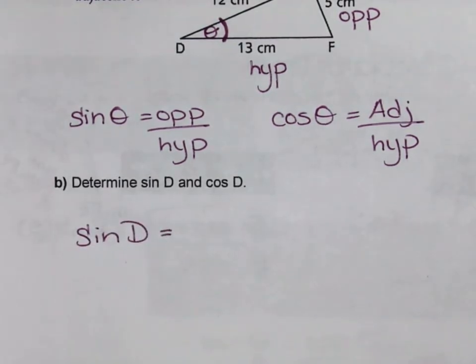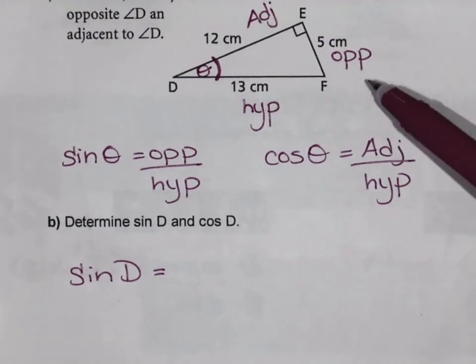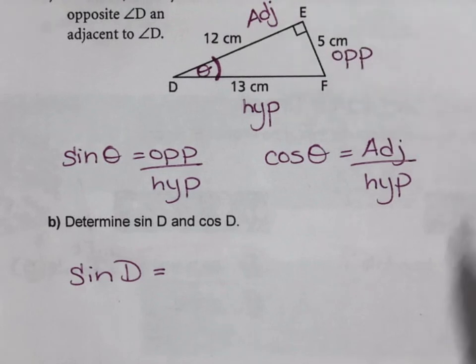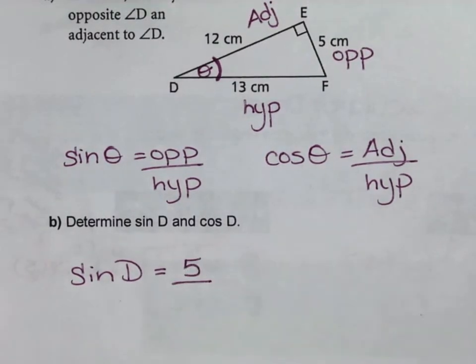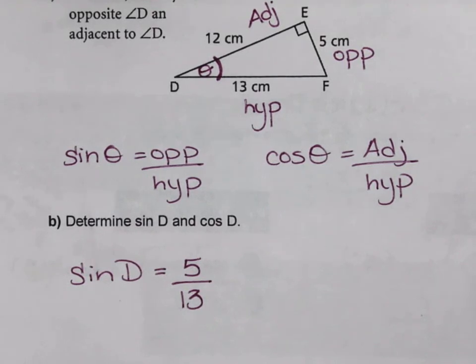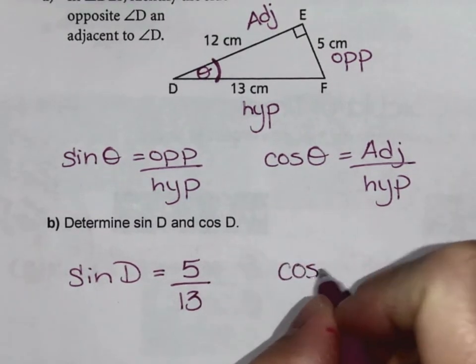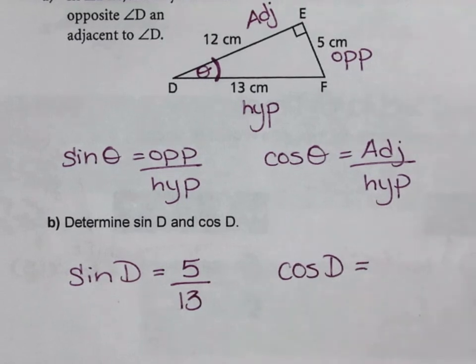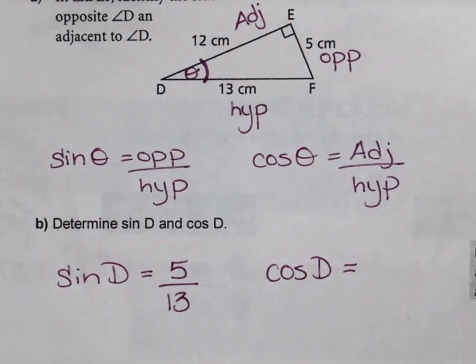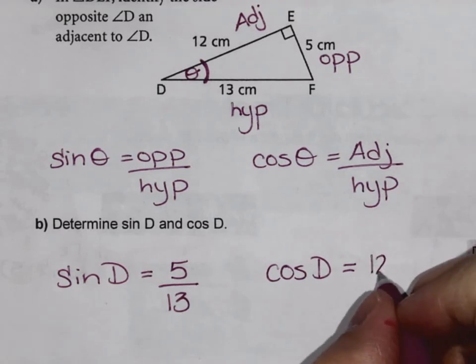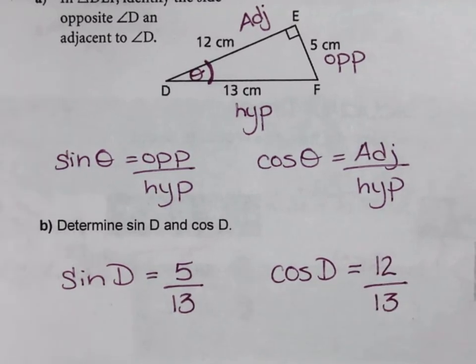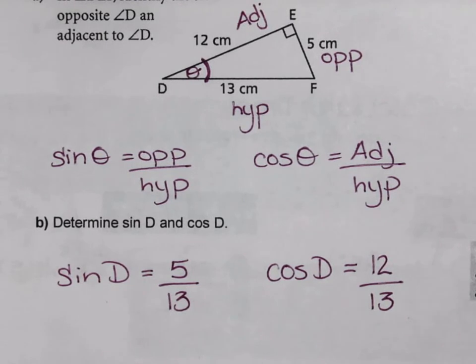So sine of D. Which side is our opposite? You've got it labeled up here. Which side is our opposite? 5. So that's my numerator. Which side is my hypotenuse? 13. So that's determining sine of D. You're just making the fraction for it. So now you're going to do cosine of D. What's my numerator? 12. What's my denominator? 13. All right, good job. That was a lot of stuff to take in, and it is super foundational, super, super duper important.